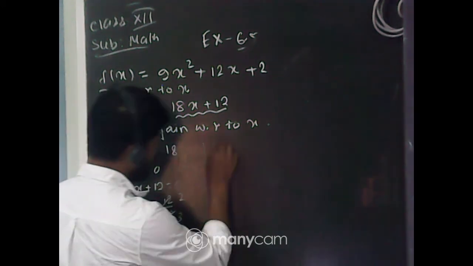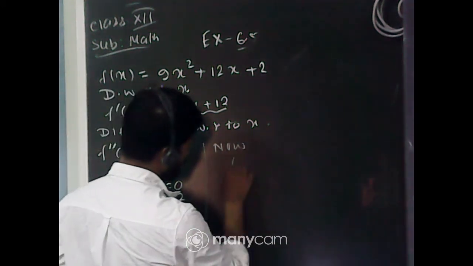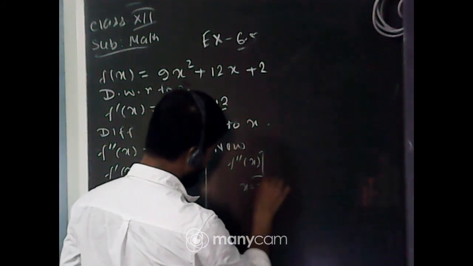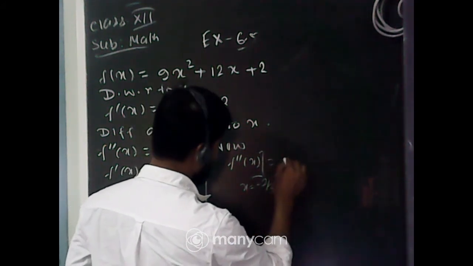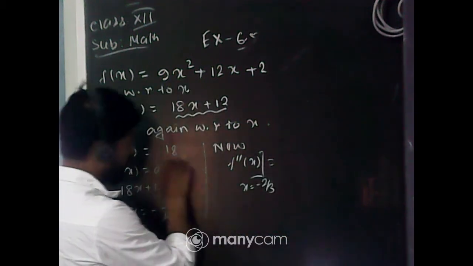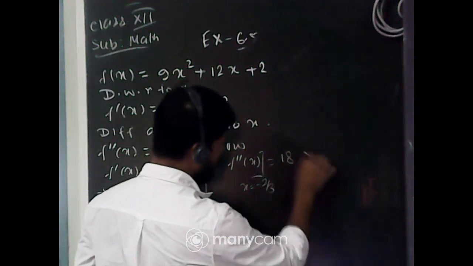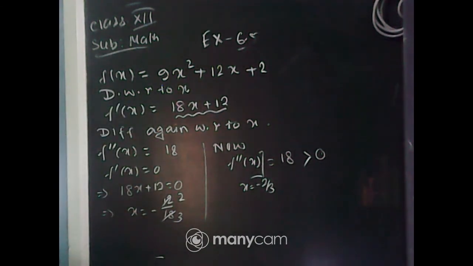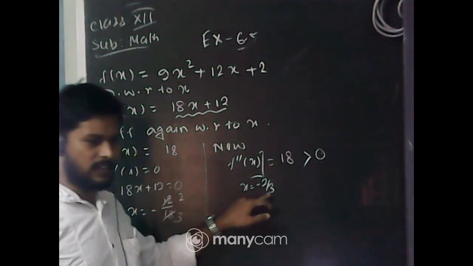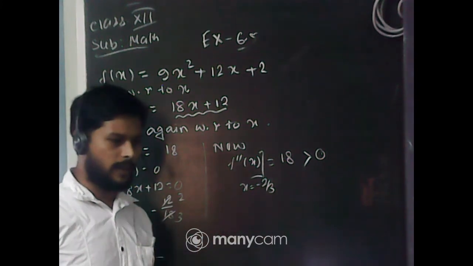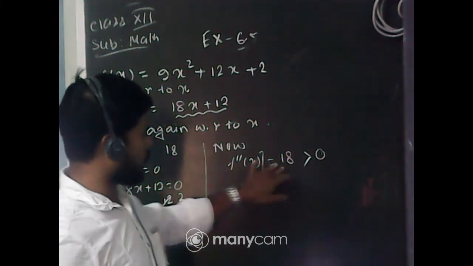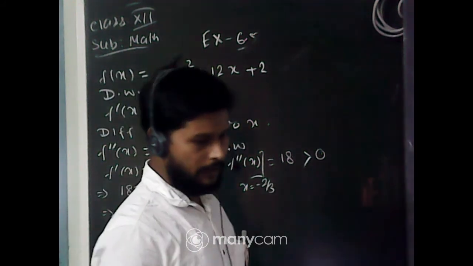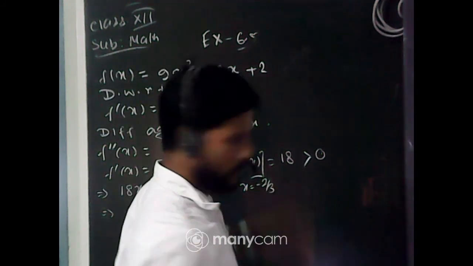Now find the value of f double dot x at x equal to minus 2 by 3. As f double dot x is a constant function, its value will be 18, greater than 0. So f double dot x at the critical point x equal to minus 2 by 3 is greater than 0. That means the curve has a minimum value at x equal to minus 2 by 3.